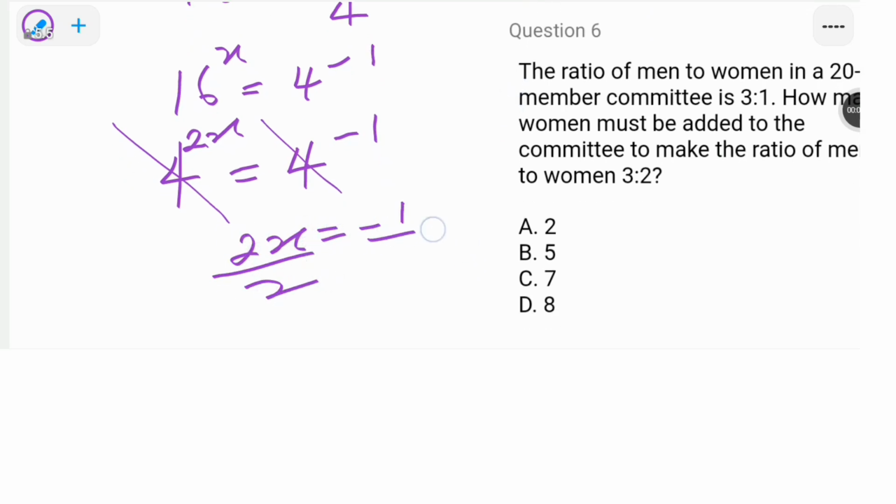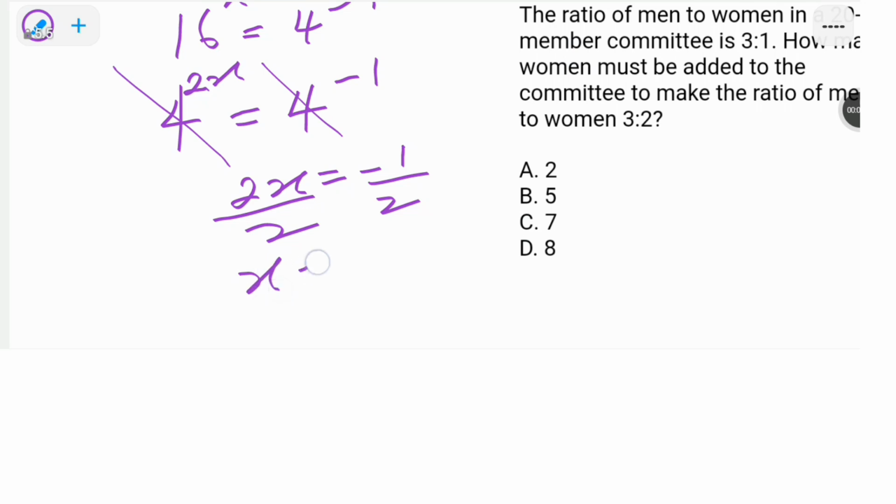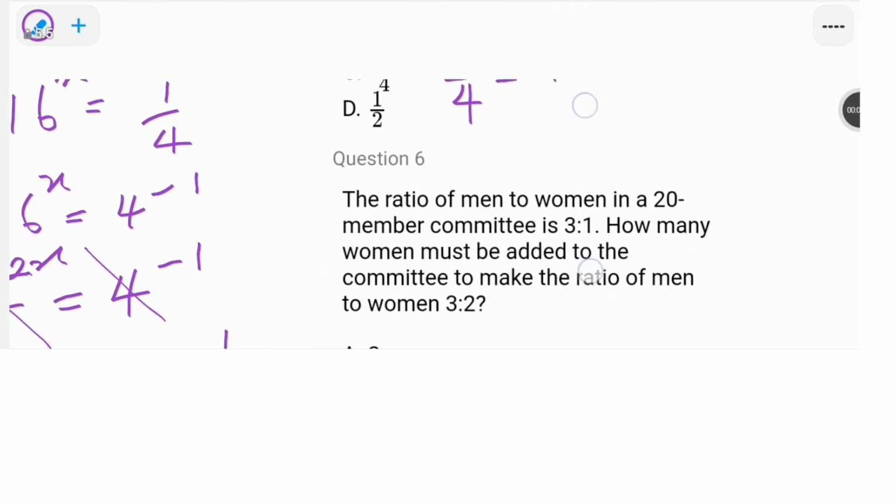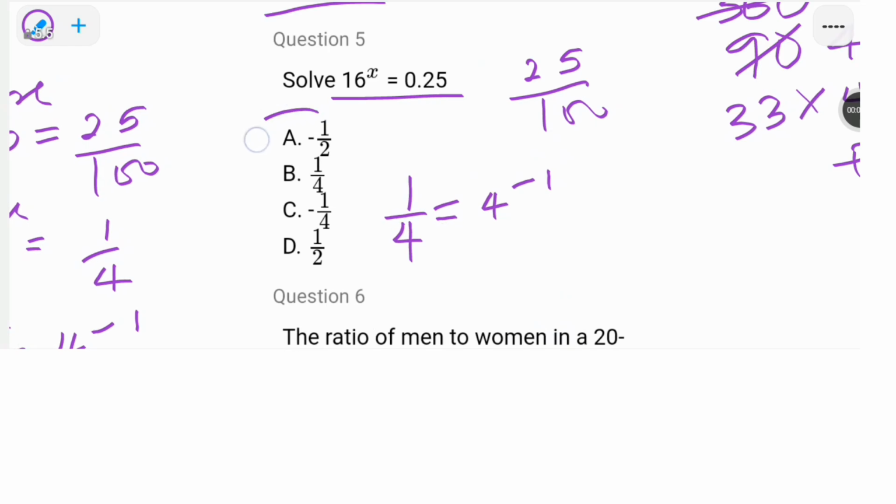You have to divide by 2 like this. Then you have your x as minus 1 over 2. So that will be the answer for x. You can go to your options and just check it there. So that will be the answer. X equals to minus 1 over 2.